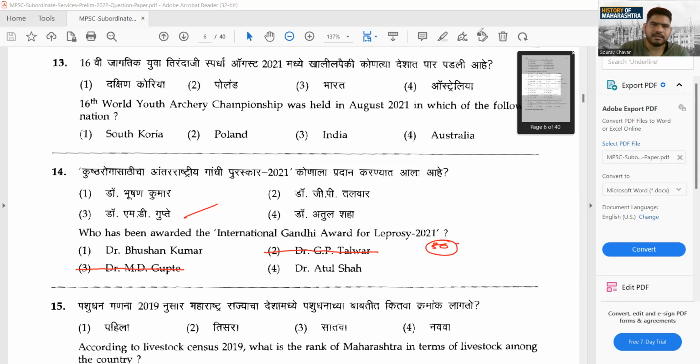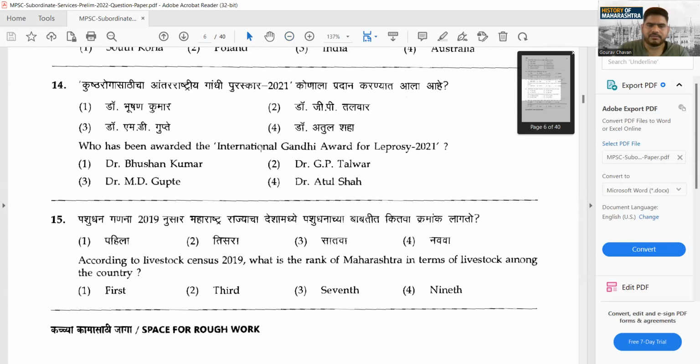Moving towards the next and the last question of current affairs. According to livestock census of 2019, what is the rank of Maharashtra in terms of livestock among the country? OK, what is the rank of Maharashtra? They are asking this simple question. OK, so if you have read, again it is a factual data, current affairs, straightforward. Some you will know, some you won't, but remember one thing: in such questions, there are never extreme answers, that is, first and ninth would never be the option. They will keep it in between these.